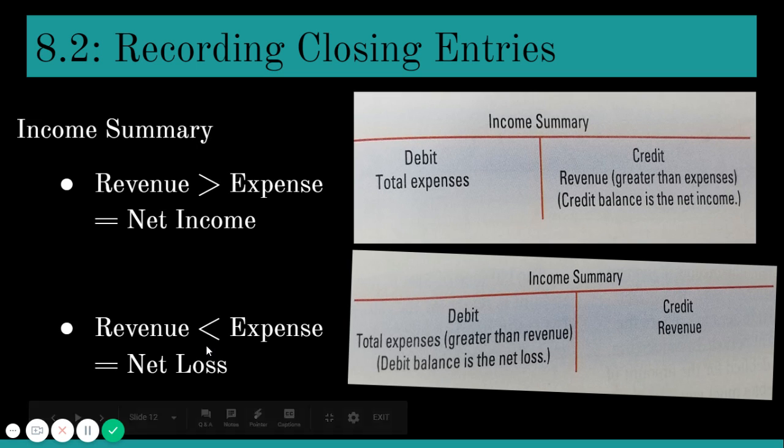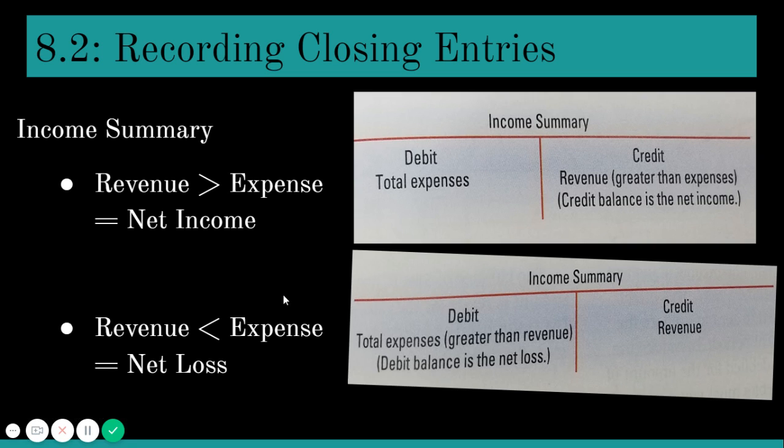Income summary. So when the revenue is greater than our expense, we get our net income. And when the revenue is less than our expense, we get a net loss. This we've learned from a previous chapter. So for income summary, this determines if it's going to be a debit or credit side. On the T account here, debit would be our total expenses, and credit would be our revenue when revenue is greater than expenses.